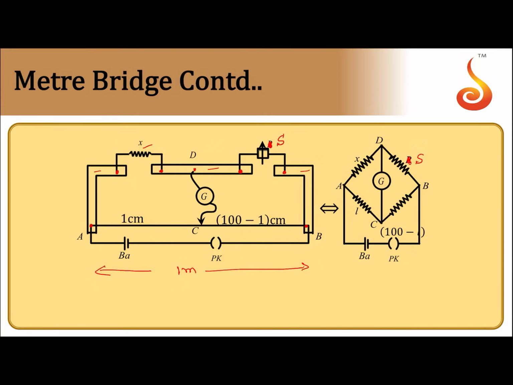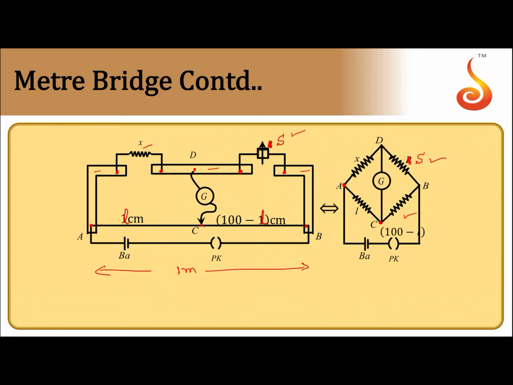So this is S. Now if the balance point is obtained at point C, the length of the wire from A to C is L, then the remaining length will be 100 minus L. AC forms one resistance of the Wheatstone bridge. So between A and D, X is there, that forms one resistance. S is there, that forms one resistance. 100 minus L forms another resistance.